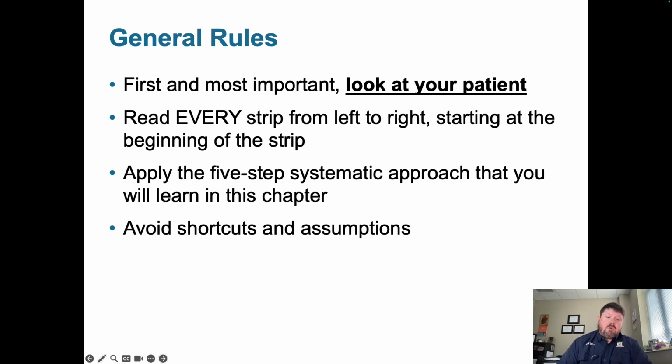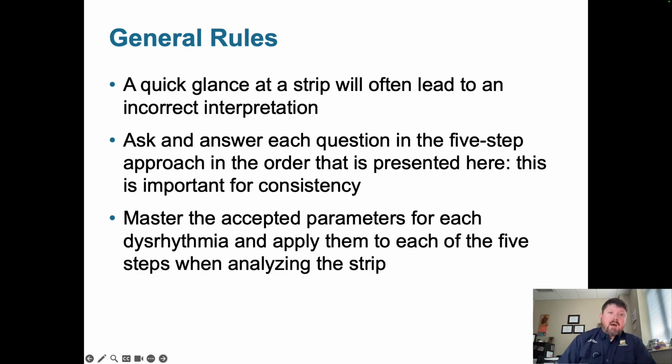Apply the 5-step systematic approach that you'll learn in this lecture and avoid shortcuts and assumptions, especially when we're getting into some of the strips where they're very unique and it's going to be very easy to just look at it and say, hey, that looks like an atrial flutter, or that looks like a ventricular tachycardia, and you very well may be correct. Most of the time you will be correct, but we want to go through all the steps just to make sure that we don't miss anything.